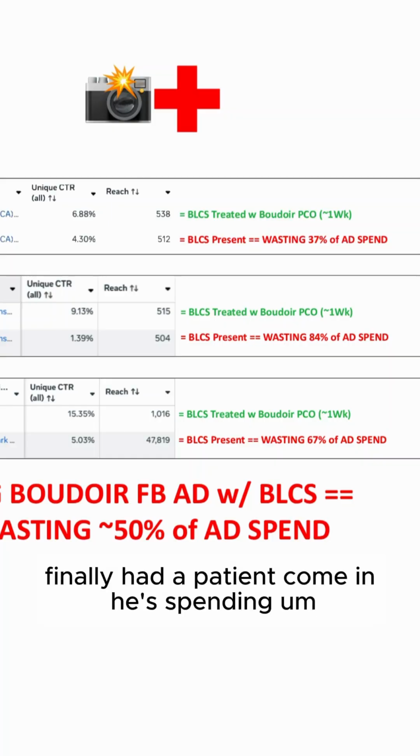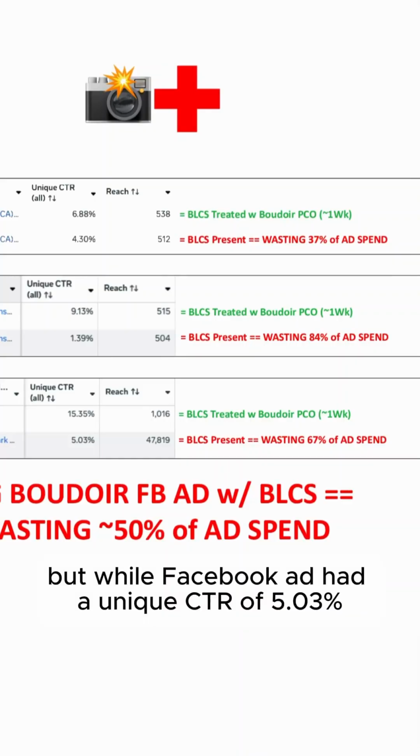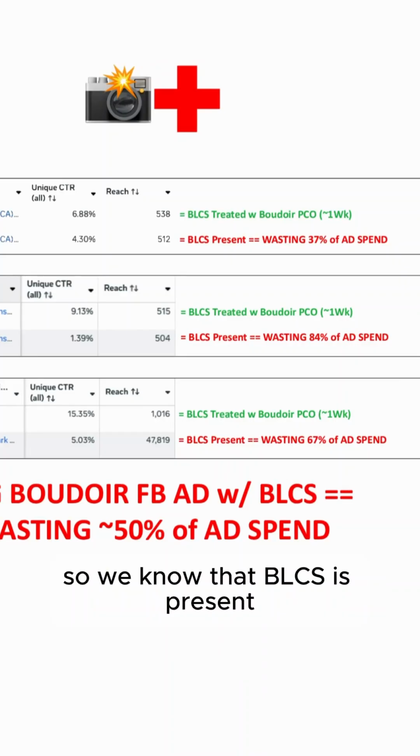Finally, I had a patient come in. His Boudoir Facebook ad had a unique CTR of 5.03%. So we know that BLCS is present because unique CTR is under 6%.